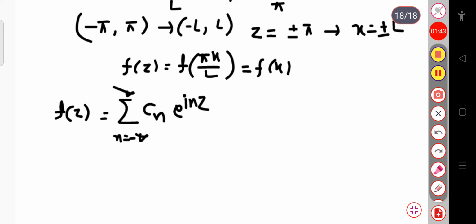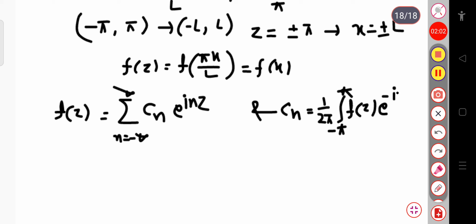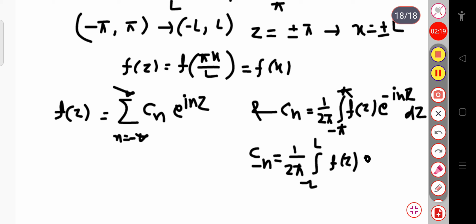We can write this when z lies between minus pi to plus pi. Here the coefficient Cn equals 1 by 2 pi times the integral from minus pi to plus pi of f of z exponential minus i n z dz. And now C minus n, where n goes to minus n, equals 1 by 2 pi times the integral of f of z exponential i n z dz.